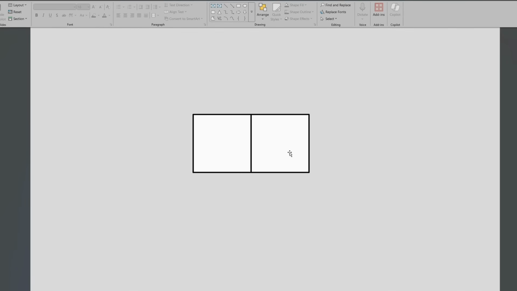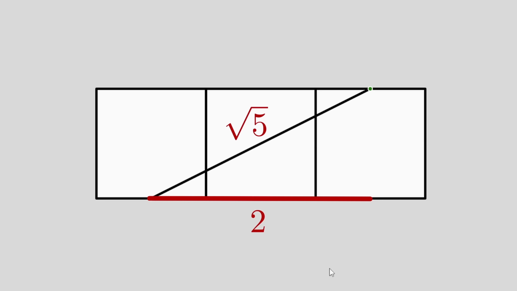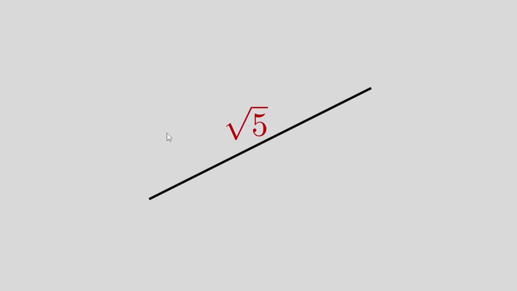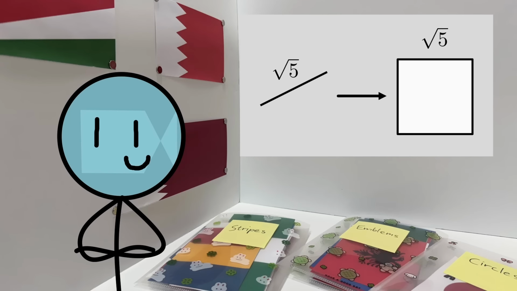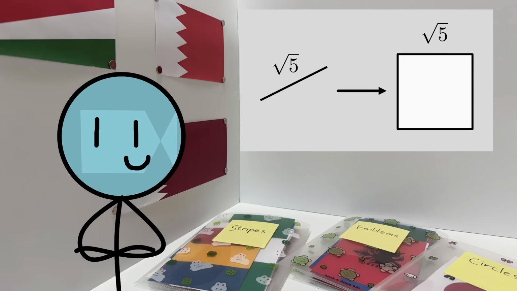But even if it only snapped to the midpoints of edges, there would be no problem, since I can just draw another square. Then the distance from here to here is 2. So this is root 5. Okay, so I made a line with length root 5. Great. Now could you turn that into a square with a length of root 5? That's how we define constructible numbers.